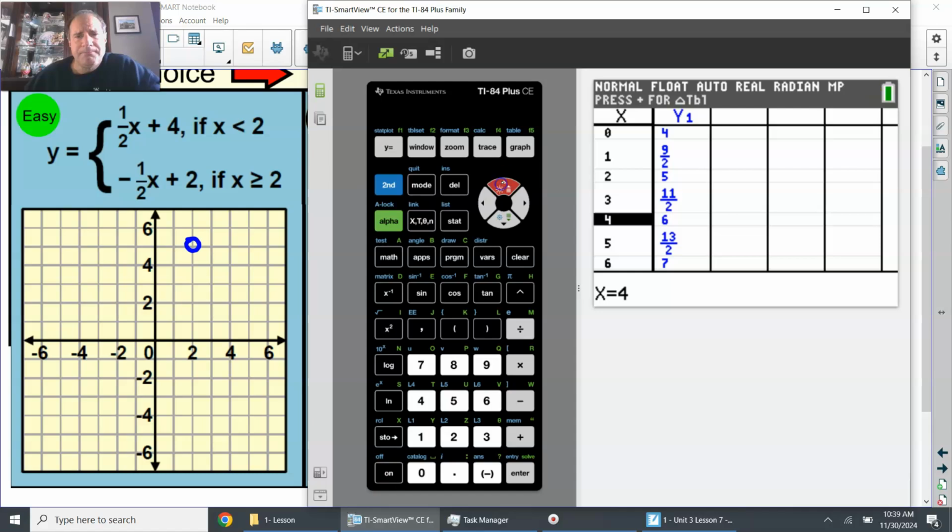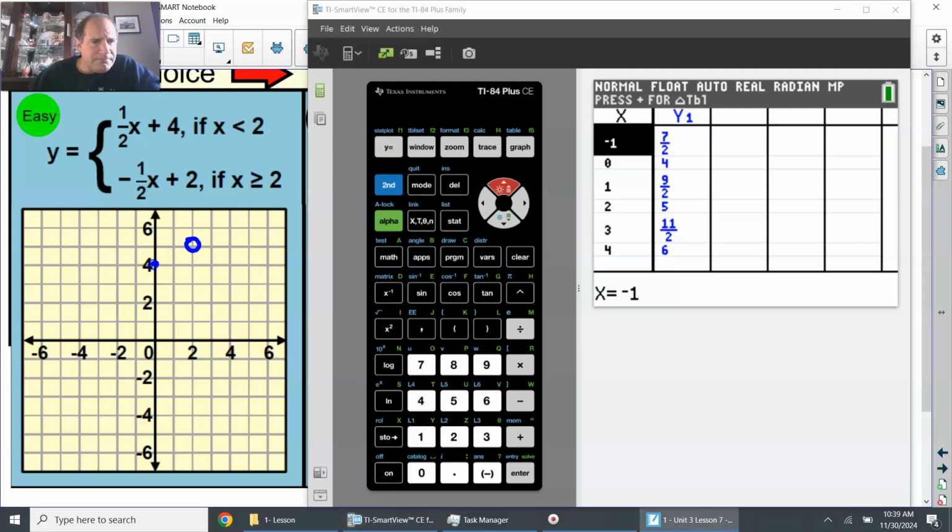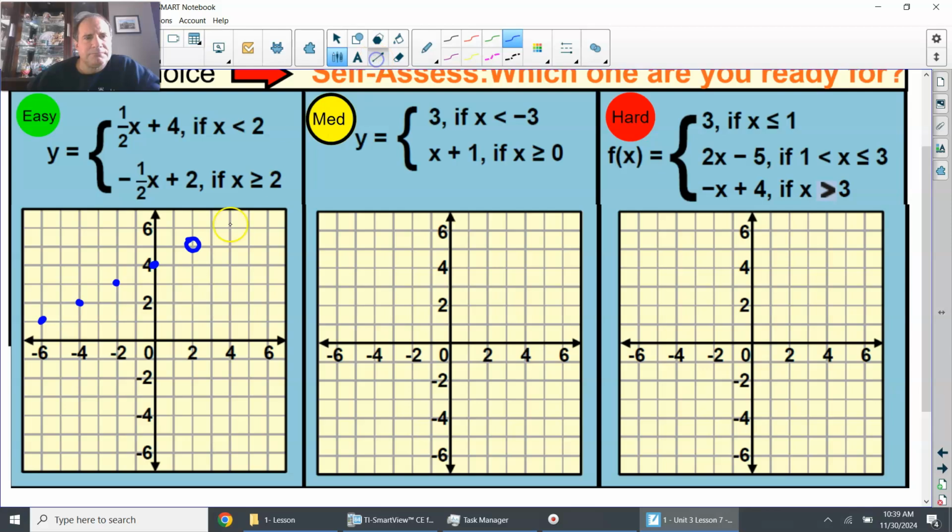So I'm going to skip the 1 and 9 over 2. I'm going to go to 0. And there's 0, 4. So 0, 4 is right here. And it has a slope of 1/2, so I'm going down 1, to the left 2. I can see exactly what I'm doing here. And then I'm just going to connect that. And that is y equals 1/2 x plus 4 if x is less than 2.